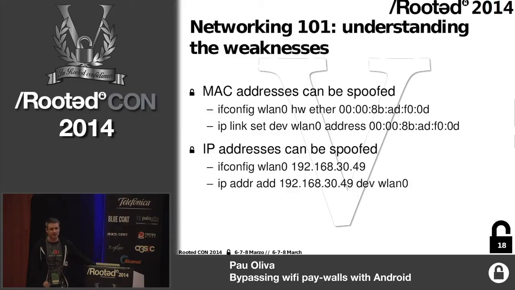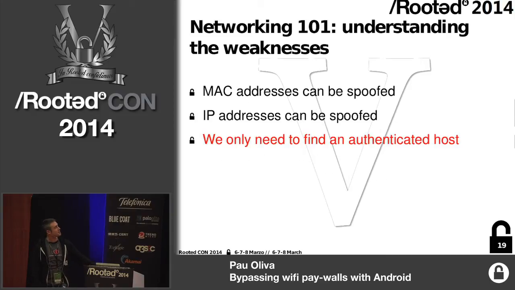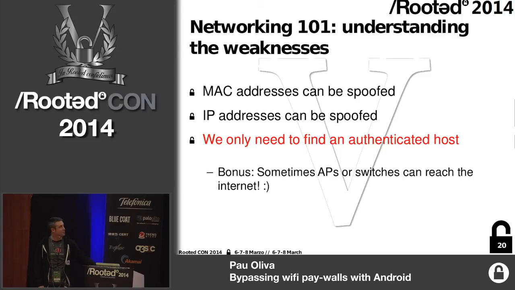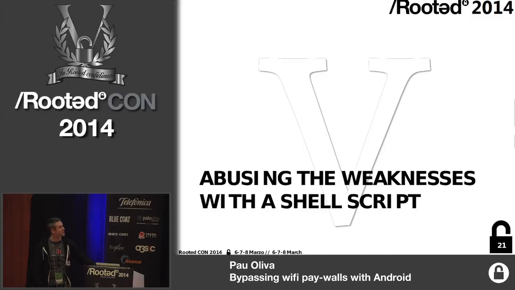These IP and MAC addresses can be spoofed through configuration. We need to find an authenticated host. That's essential. Sometimes you don't even need to find an authenticated customer, because sometimes IPs or switches can reach the internet. And when you loop through all the IPs in the hotspot, you can take other people's identity and find the right exit.